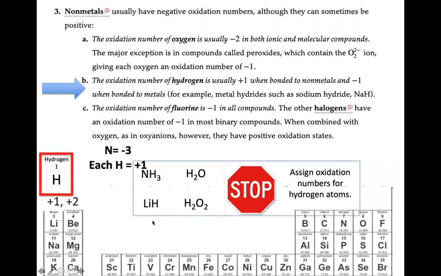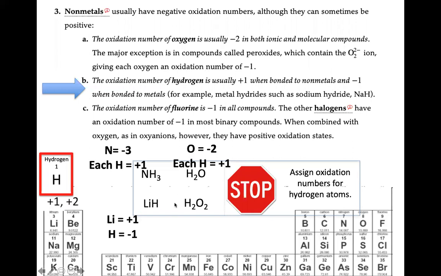If I'm looking at it in lithium hydride, now I'm looking at an ionic compound. Lithium is in the +1 column, and I'd say hydrogen now is -1. It's been found in an ionic compound. In the water, in the H2O, the oxygen is -2, so each of the hydrogens is +1.